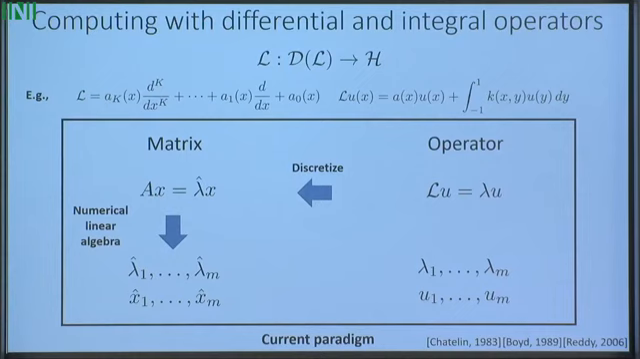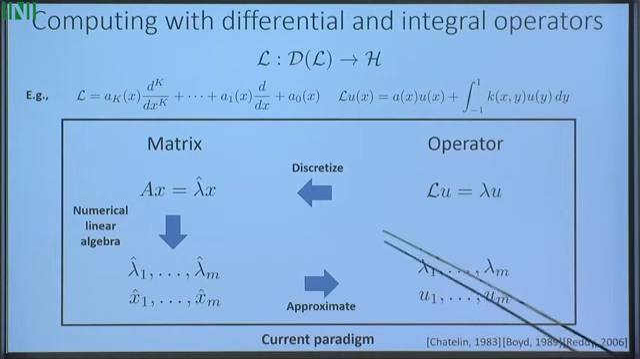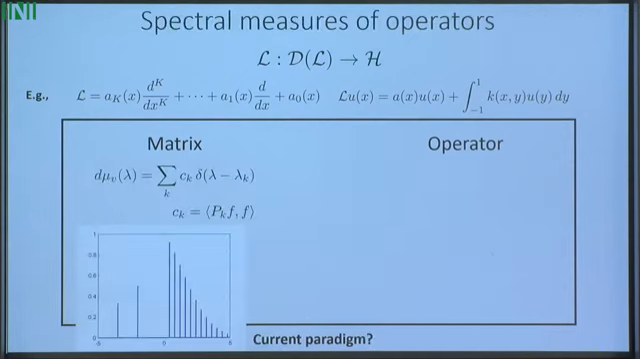And we hope that, in most cases, these eigenvalues and eigenvectors of the matrix will allow us to get some good approximations to the eigenvalues and eigenfunctions of the operator. So this is, there's no doubt about it, a great paradigm. It works really well most of the time. But what I want to talk about today is when we start to think about more exotic spectral properties of the operator. So in particular, I'm going to talk about what happens if we try to use this strategy to compute the spectral measure of an operator.